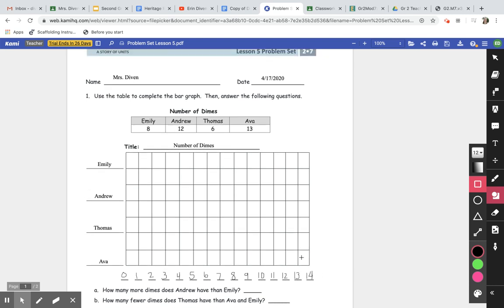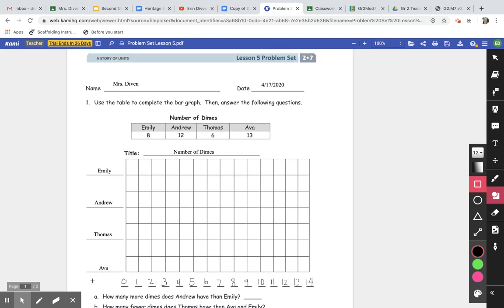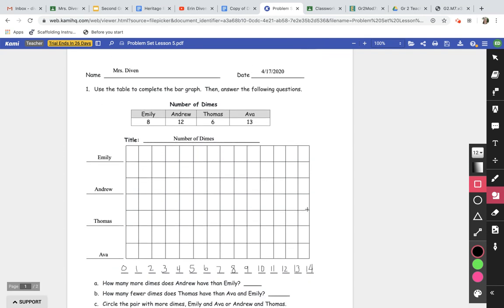Hi boys and girls, we are here doing lesson 5, problem set, module 7. We are continuing on with practicing on our bar graphs. So this first problem says, use the table to complete the bar graph, then answer the questions.